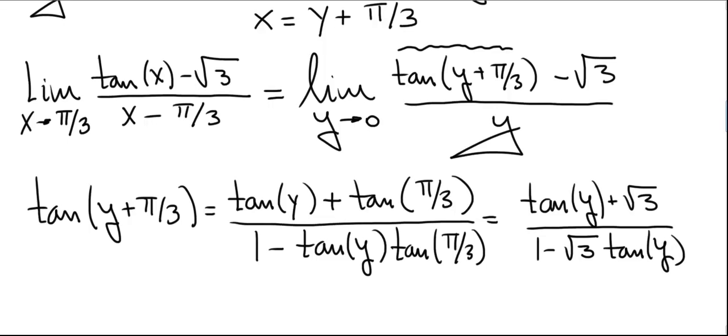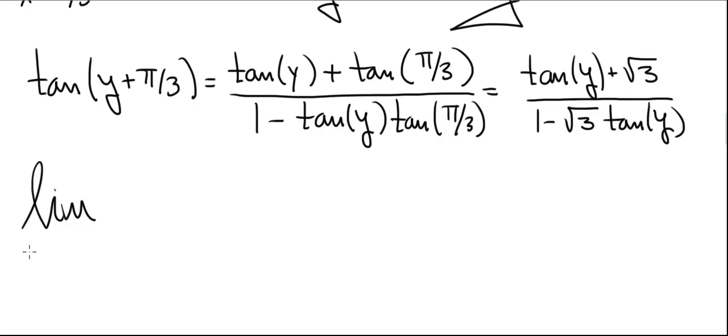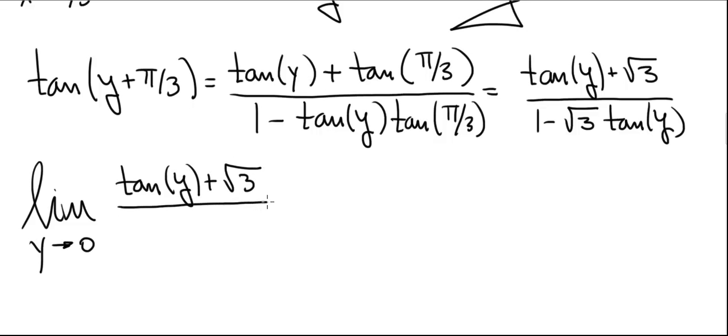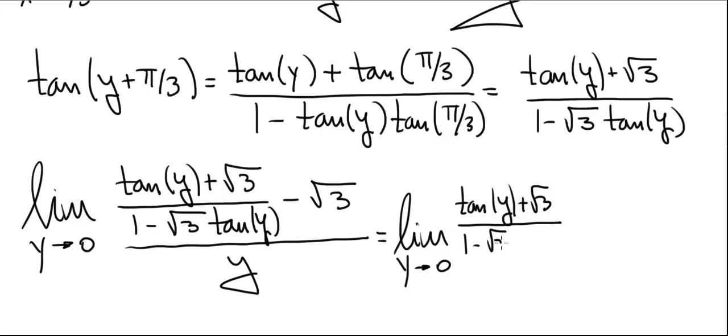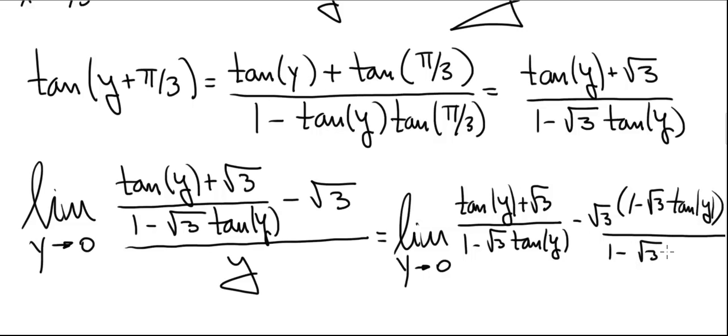And let's return to our limit. Our limit now looks like this. The limit as y approaches 0 of tangent of y plus square root of 3 divided by 1 minus square root of 3 times tangent of y, minus square root of 3, divided by y. Now this can be expressed as the limit as y approaches 0 of tangent y plus square root of 3 divided by 1 minus square root of 3 tangent of y, minus square root of 3 times 1 minus square root of 3 tangent of y divided by 1 minus square root of 3 tangent of y, and divided by y.